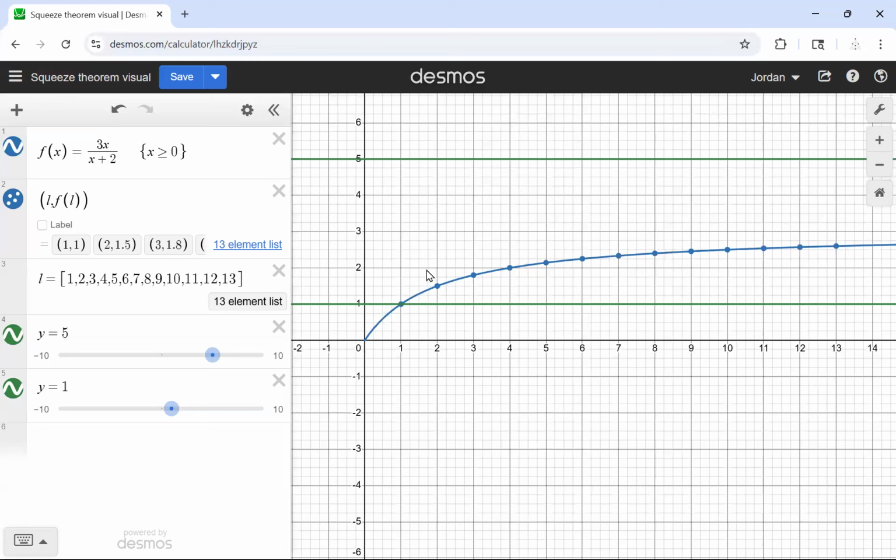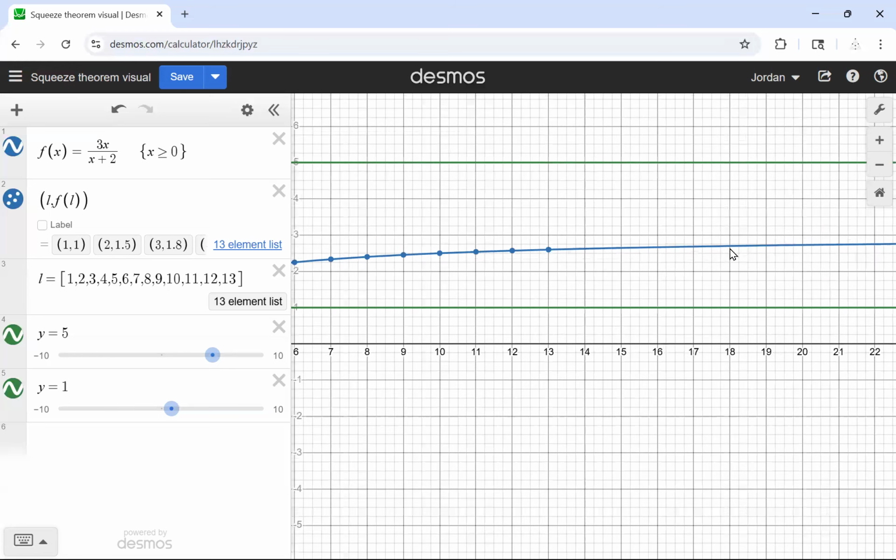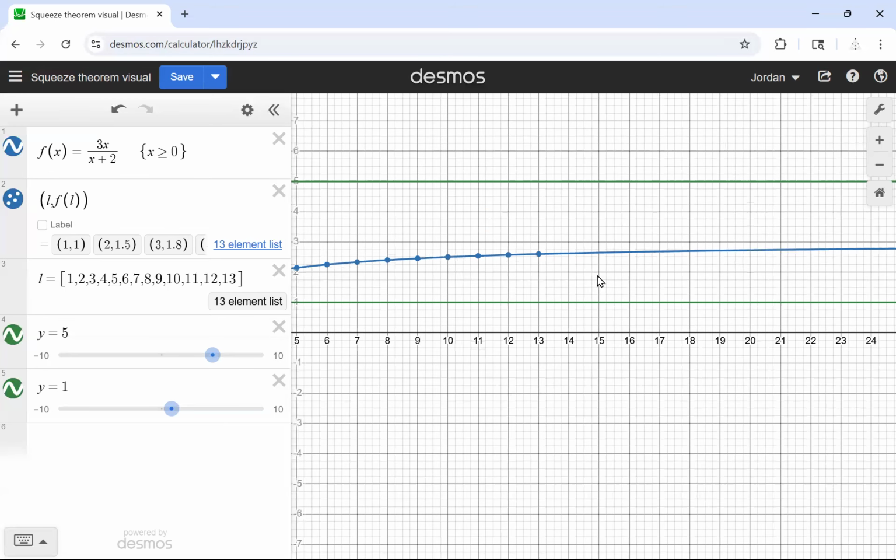So bounded, yes. Monotonic, yes, because as you can see, we're always increasing. So a sub n is always a little bit smaller than a sub n plus 1. So bounded monotonic is going to force us to flatten out. And in this case, it flattens out at 3.